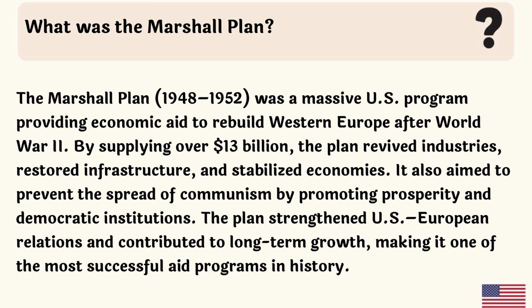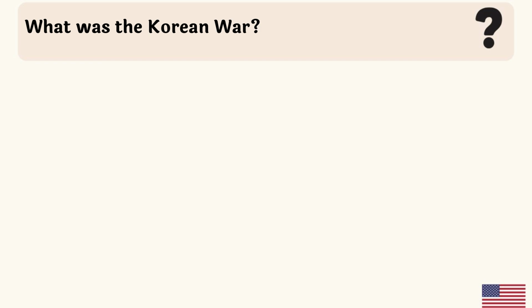It also aimed to prevent the spread of communism by promoting prosperity and democratic institutions. The plan strengthened US-European relations and contributed to long-term growth, making it one of the most successful aid programs in history. What was the Korean War?